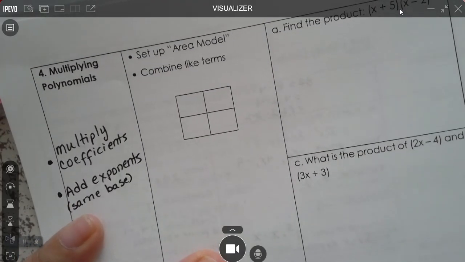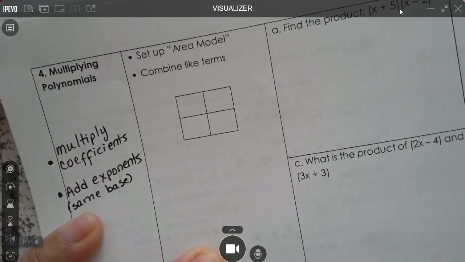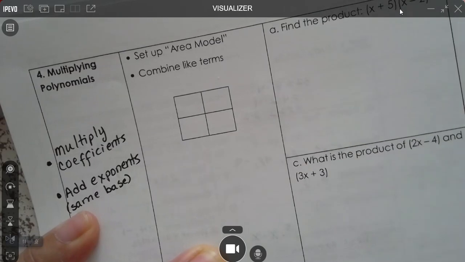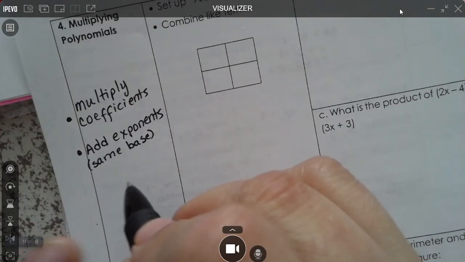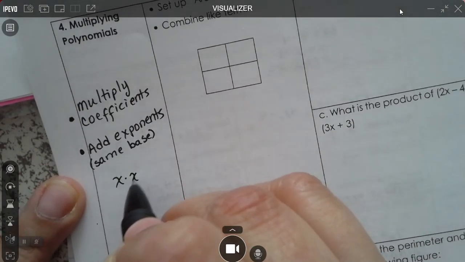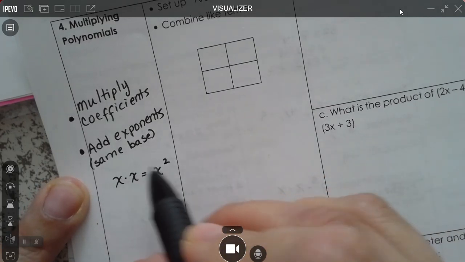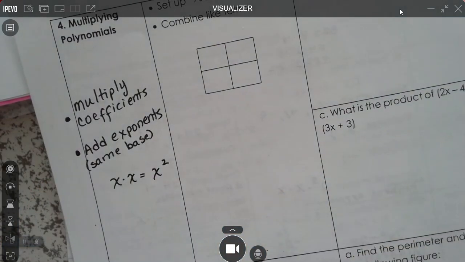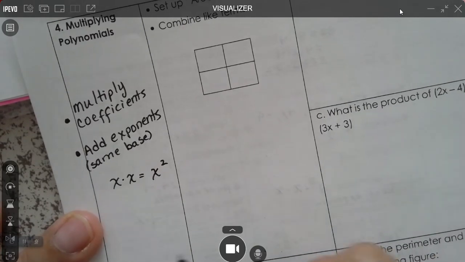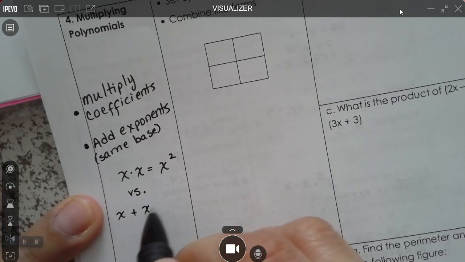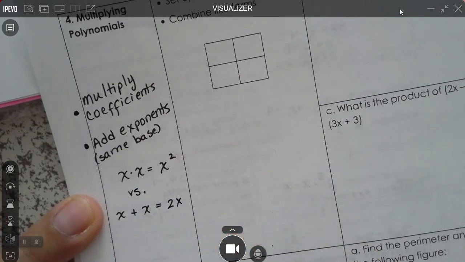Remember, when we're adding and subtracting, we don't touch the exponents. The exponents stay the same, but when we're multiplying, we got to add the exponents. That is why x times x is equal to x squared, because they both have a 1. 1 plus 1 is 2. Versus x plus x, that's just 2x.